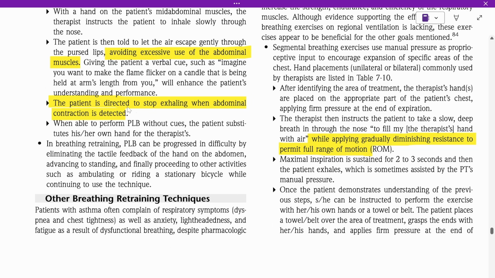The patient is directed to stop exhaling when abdominal contraction is detected. When able to perform pursed lip breathing without cues, the patient substitutes his or her own hands for the therapist's.